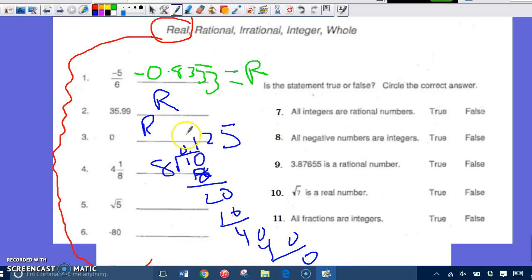My answer for this one is 0.125, okay? It terminated. So that one is going to be our rational answer.